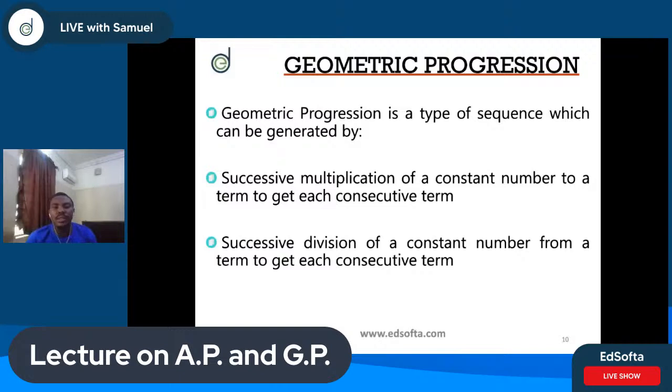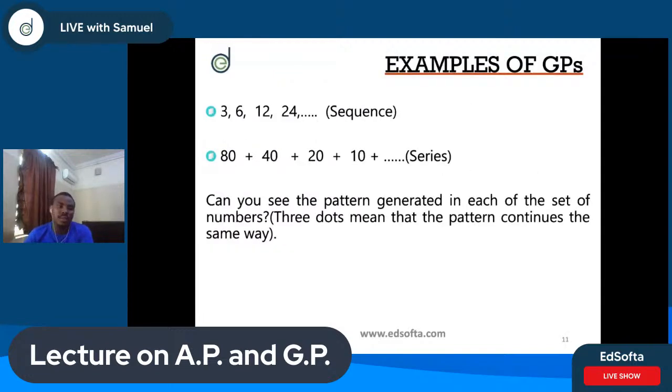Now, geometric progression is a type of sequence which can be generated by successive multiplication of a constant number to a term to get each consecutive term, or successive division of a constant number from a term to get each successive term. Look at the examples I have here. The first one is multiplied by 2. So 3 times 2 gives you 6. 6 times 2 gives you 12. 12 times 2 gives you 24. 24 times 2 gives you 48. 48 times 2 gives you 96, and on and on as you go.